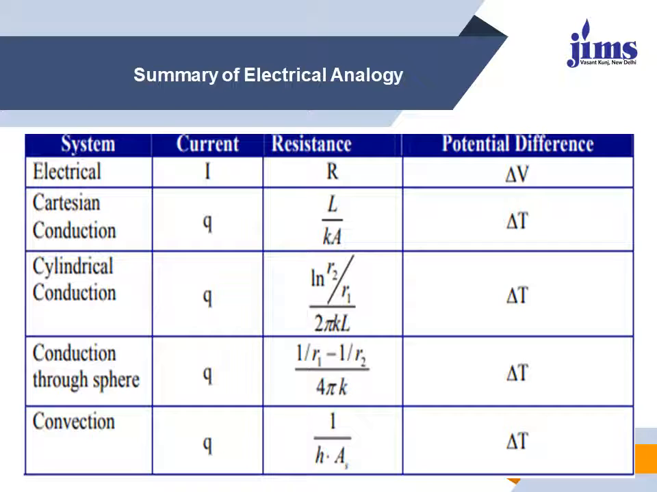The last one is convection. In that case, the resistance is equal to 1/hA, where h is the heat transfer coefficient and A is the area of the convection surface. The potential difference in the electrical case is delta V, but in Cartesian conduction, cylindrical conduction, spherical conduction, and convection, in all cases the potential difference is delta T. So we discuss that in all these cases the potential difference is delta T.